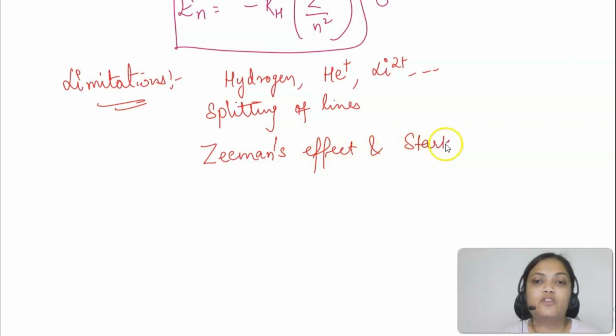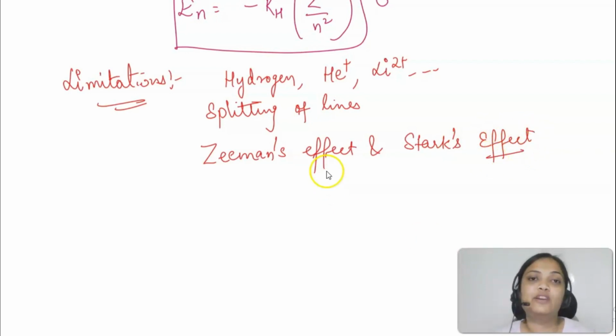The splitting of lines, this Bohr's model could not explain, and it also could not explain the ability of an atom to form chemical bonds. So that is why we can say this model is fine, but it is valid only for hydrogen or hydrogen-like species. It is not valid for the higher atoms.